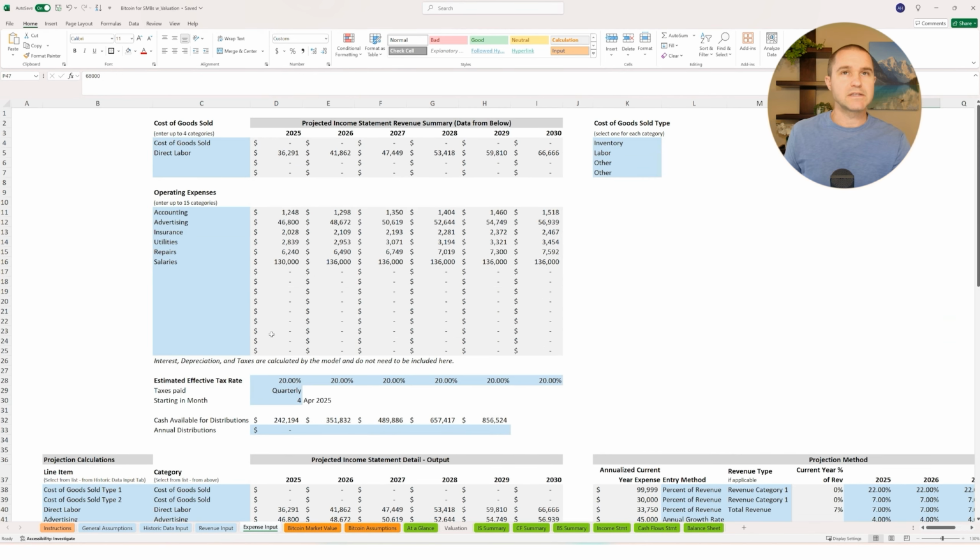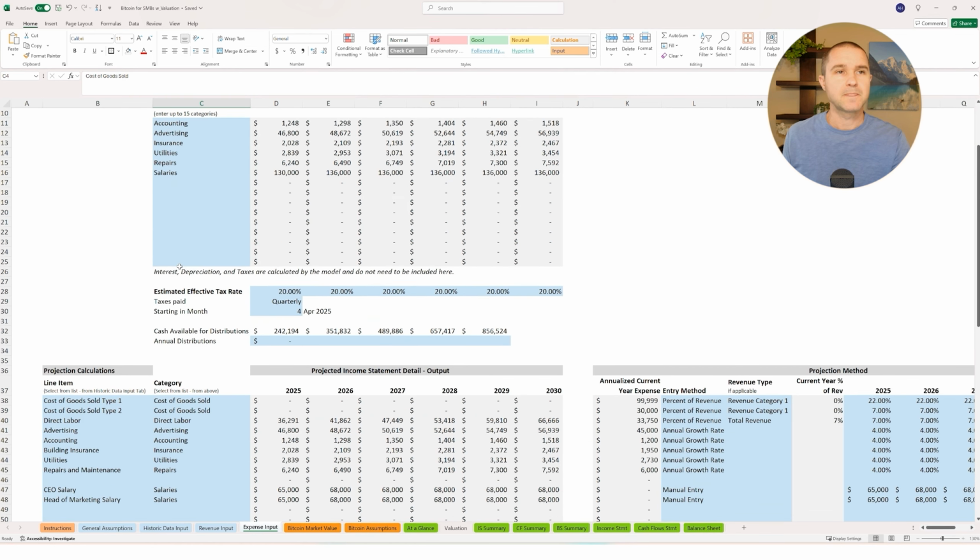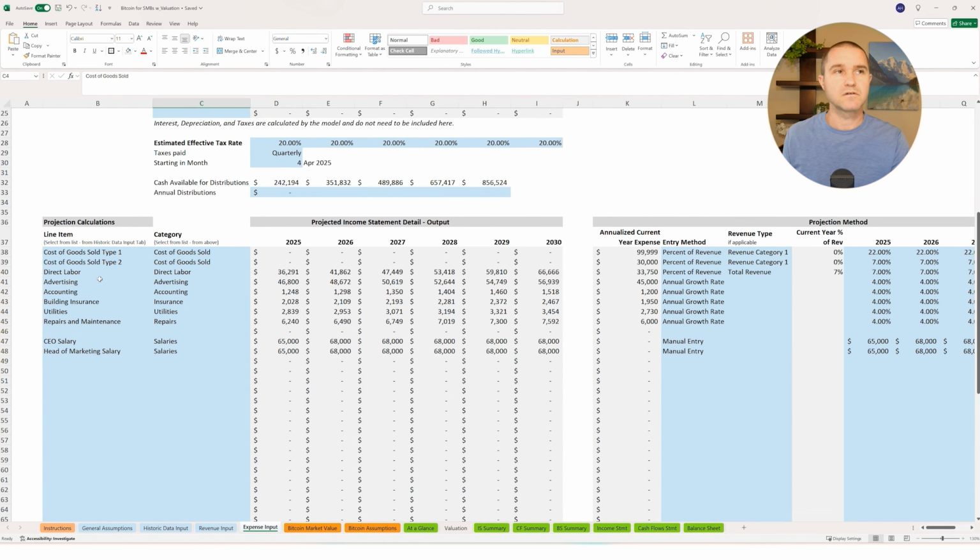Okay, so let's look at the expense side of things now. We can go through the same process where we set different cost of goods sold categories, operating expense categories, and then we can select the category for each line item, and we can enter a different entry method or projection method. So there's actually 3 options here. You can have an annual growth rate. So it just assumes, maybe this expense is going to be whatever the inflation rate is, 3% a year, 5% a year, depends on how much money printing we see, I guess. And then we can do just a growth rate, or we can set a percentage of revenue.